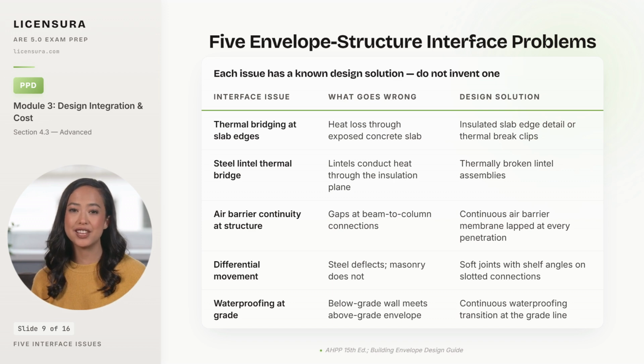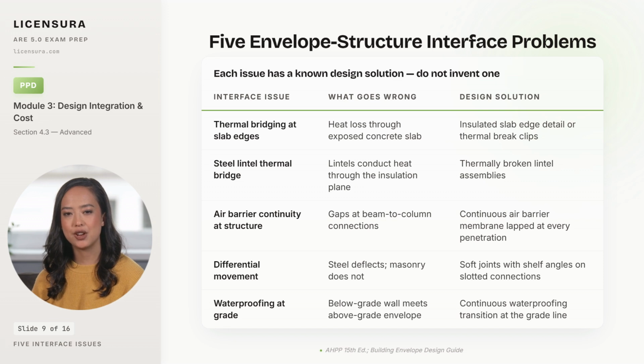Thermal bridging at slab edges happens when the floor slab pokes through the insulation plane and acts as a giant cooling fin to the outside. The fix is an insulated slab edge detail, or thermal brake clips that interrupt the conduction path. Steel lintels over openings do the same thing on a smaller scale, conducting heat right past the wall insulation. Thermally broken lintel assemblies solve it, and most curtain wall manufacturers now offer them as standard.